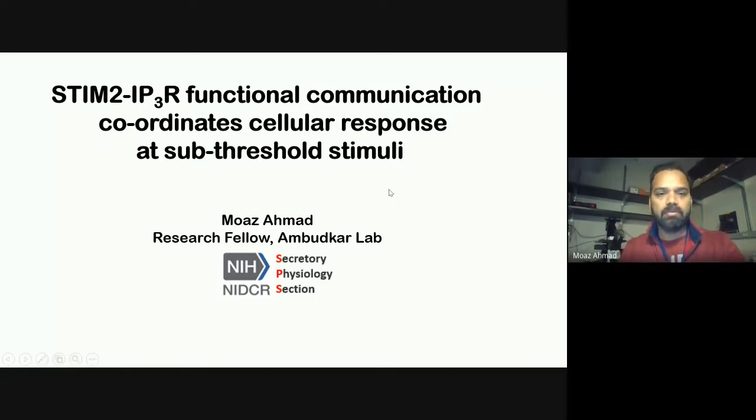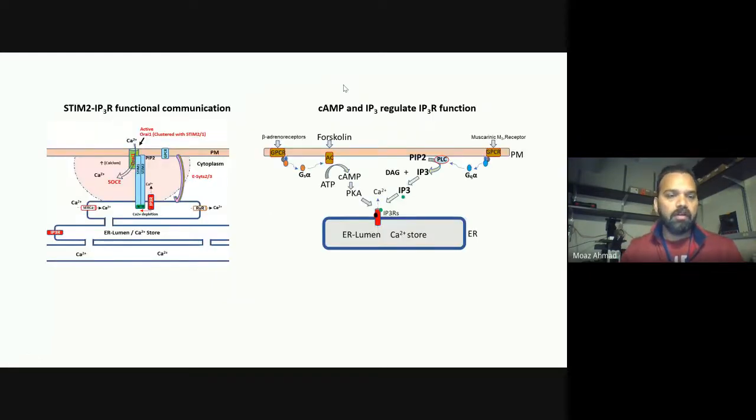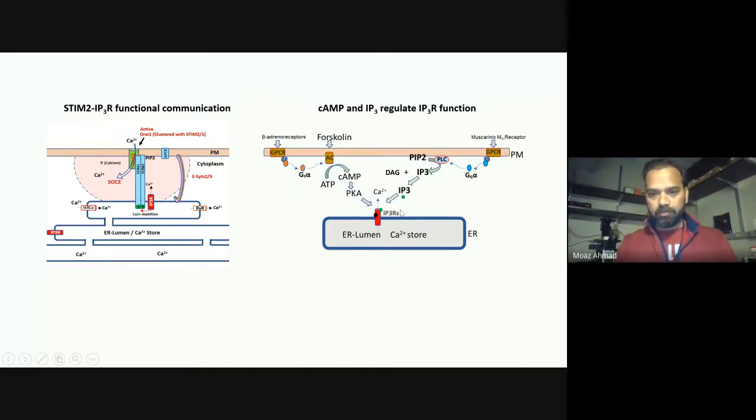I'm going to discuss the functional communication between STIM2 and IP3 receptor and how it coordinates the cellular response at subthreshold stimuli. From Indu's talk, we now know that STIM2 and IP3 receptor have functional communication, and once there is some activity of the IP3 receptor, it leads to the clustering of STIM and ORAI, which causes SOCE or calcium influx. Because the IP3 receptor is playing a very crucial role here, let's have a closer look at how this is regulated.